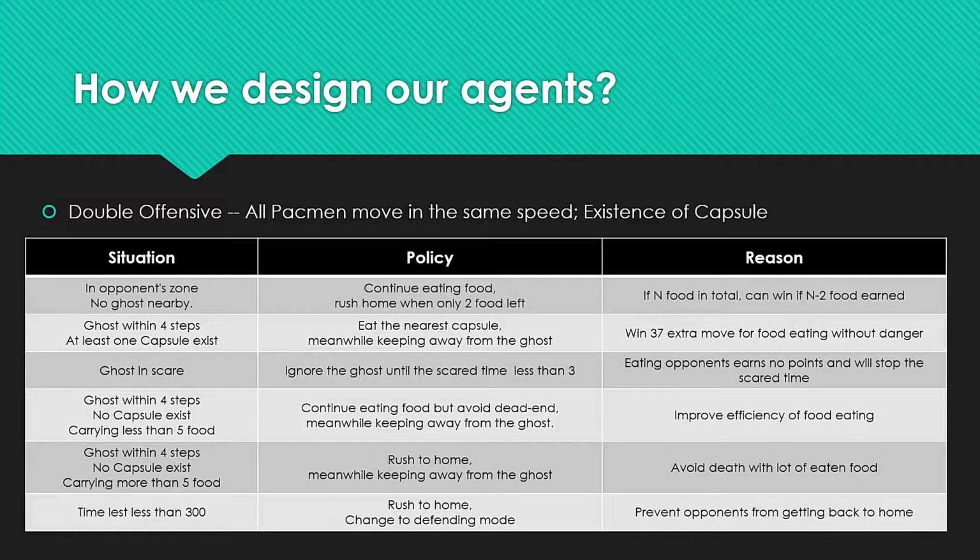In situation 1, where Pacman is in the opponent's zone with no ghost nearby, the Pacman will continue eating food until only 2 food is left, then it goes back home, escaping from enemies. Since there is no danger, the Pacman should eat as much as possible to get a higher score.